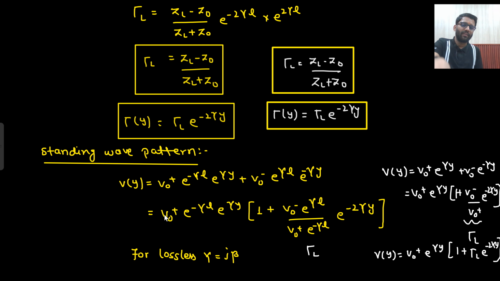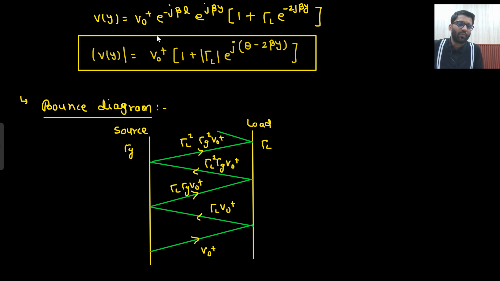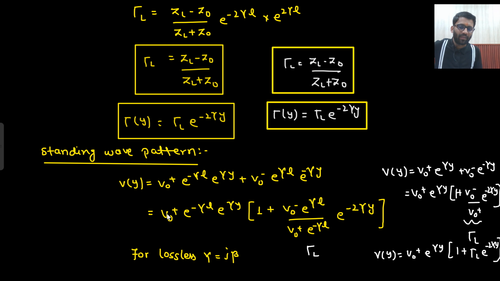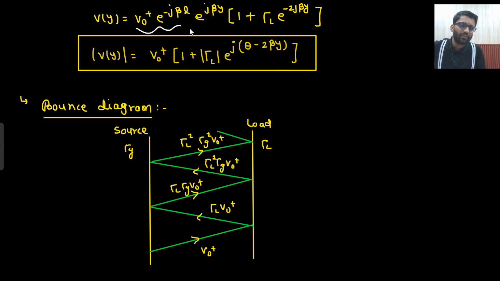So what you have written is some V0 plus e to the power something into 1 plus gamma L e to the power minus 2 gamma y. And if you take the magnitude on both sides, what will you be left with? I am considering a lossless line now, so e to the power minus gamma L will be replaced with j beta. So what will be the magnitude of this one? V0 plus only, because this is phase, this is also phase, so it will be V0 plus only, and this term will come as it is, 1 plus gamma L e to the power minus 2j beta y.